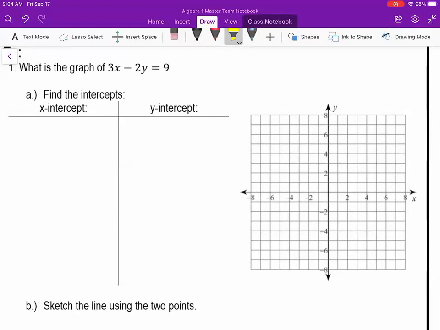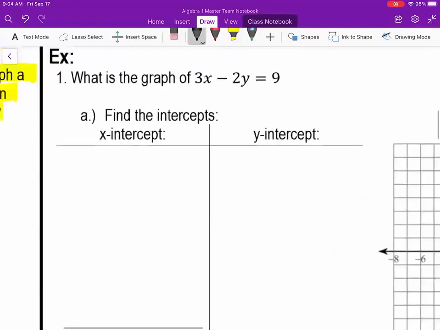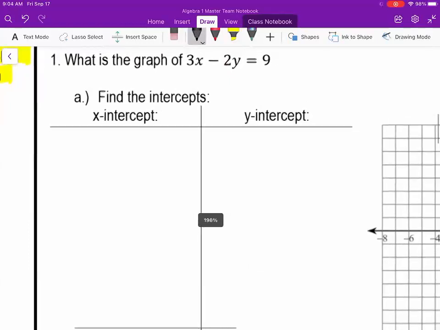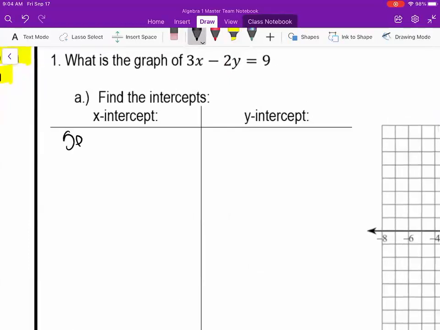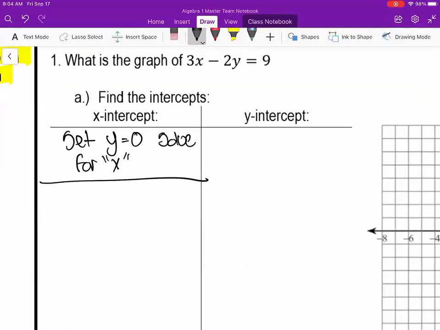To be able to find the x-intercept of any equation, all you have to do is set y equal to 0 and then solve for x. All right, let's try that out. We have 3x - 2 times y = 9. And remember, y is now going to be 0, so I'm going to put a 0 there. And then from there, let's just go ahead and solve it.